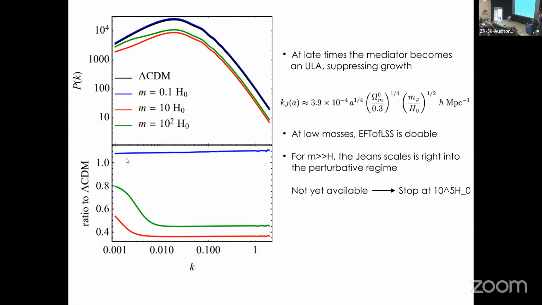So when the mediator was lighter than Hubble, then it's always an attractive force, so it increases the power. But now, as I increase the mass compared to Hubble, at some point I'm not mediating anything, I'm just suppressing power. And so you see these huge effects, okay? And so in principle, we could do all the masses, but as I was saying, there are some masses which I cannot do because I don't have the EFT. And so we have to stop at masses of the order 10 to the 5 Hubble, okay?